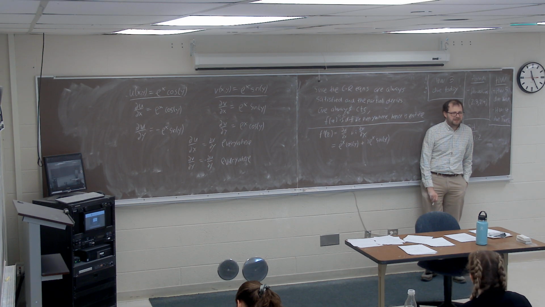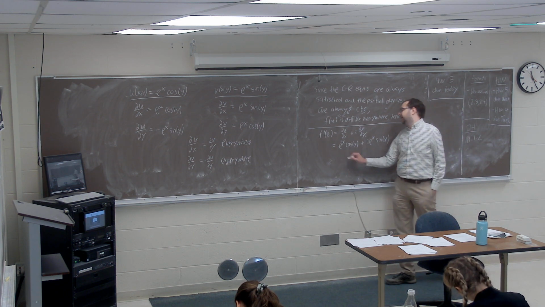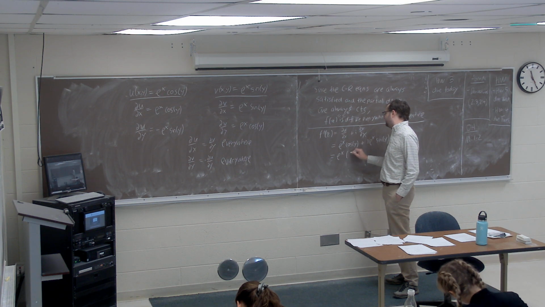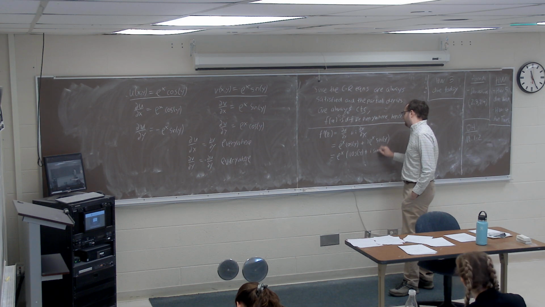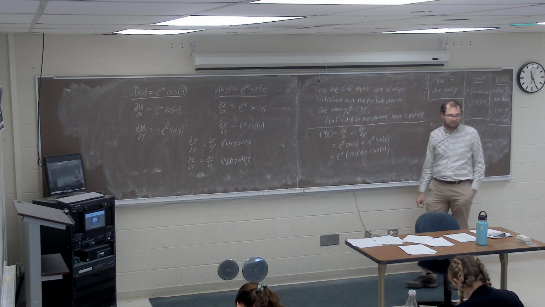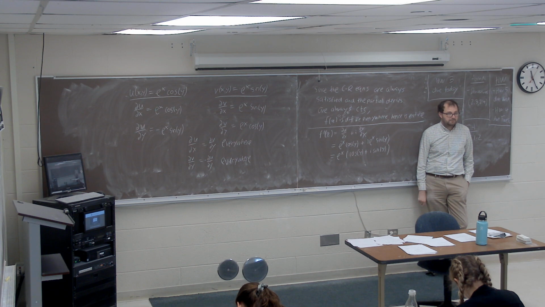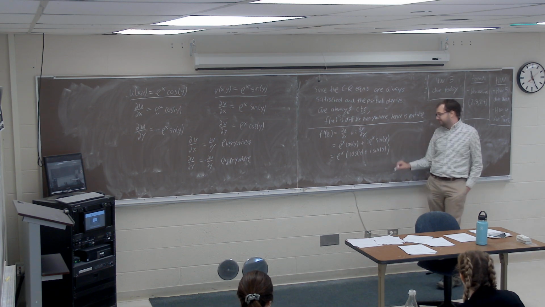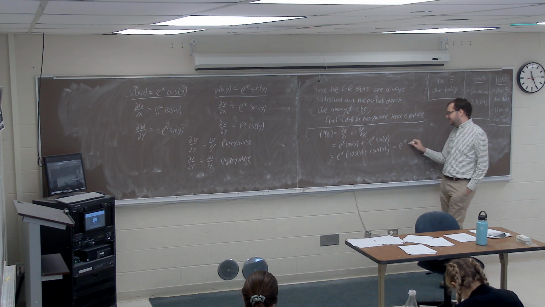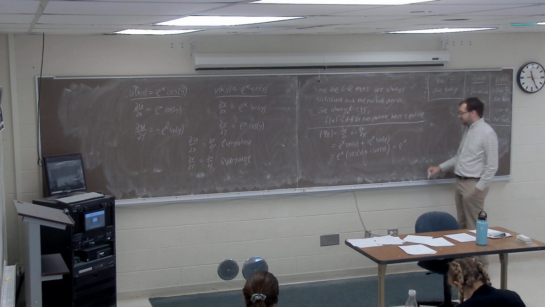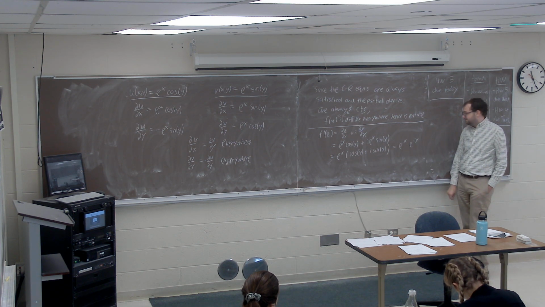Is there any way we can simplify this? You can factor out an e to the x and write it as e to the x times cosine y plus i sine y. We can convert it into polar form. So we'll have e to the x times e to the iy, and then we'll have e to the x plus iy.